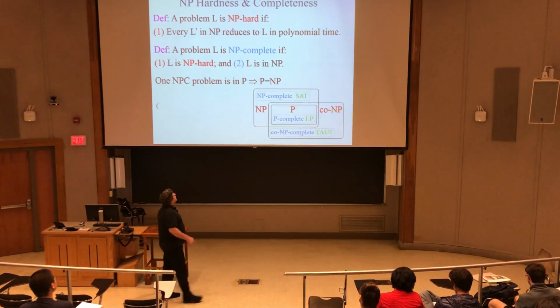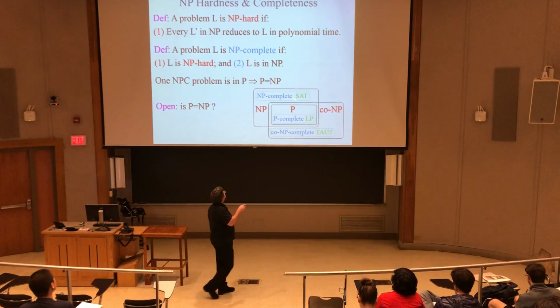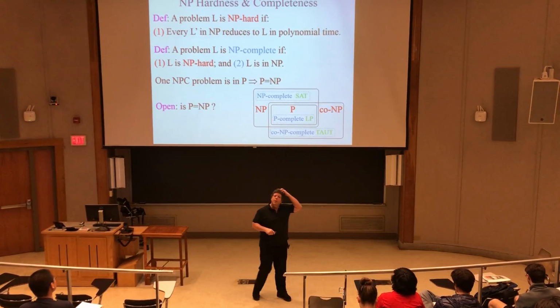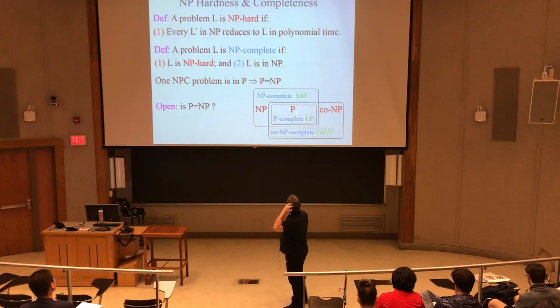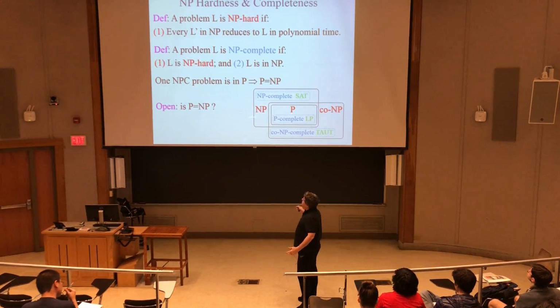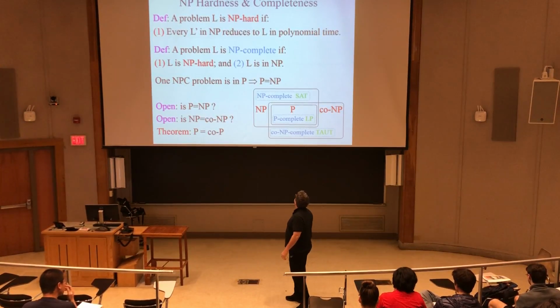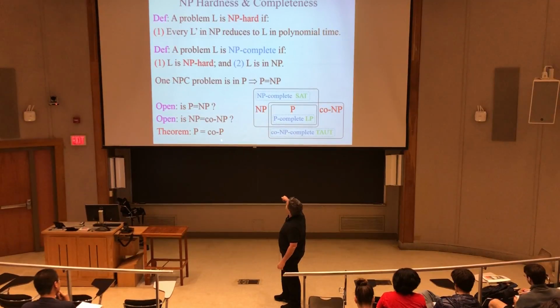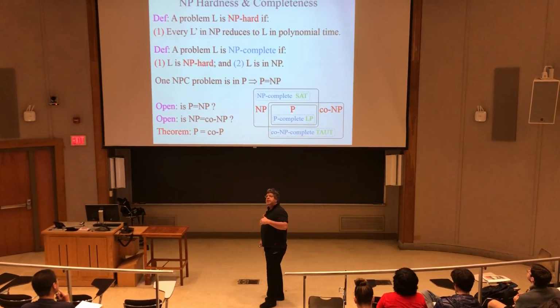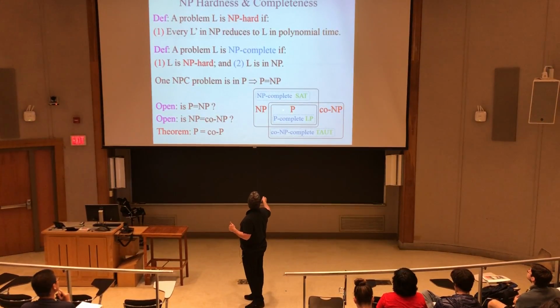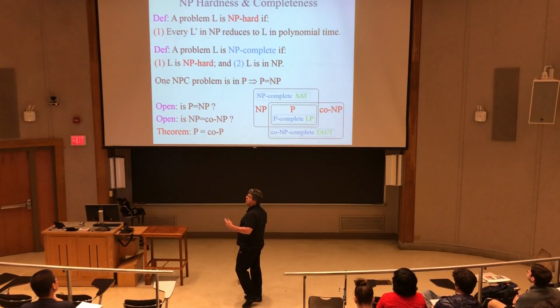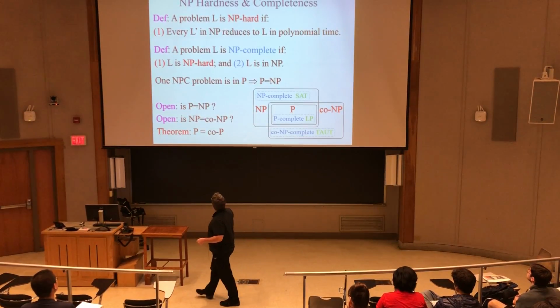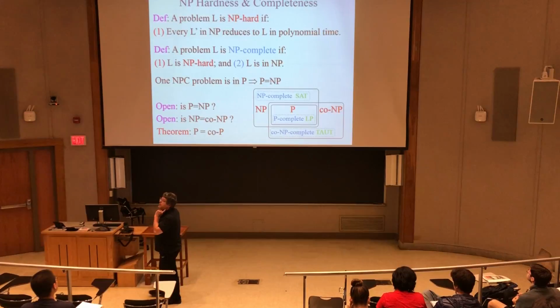So the vicinity of NP looks like this. There's P, deterministic polynomial time that we know and love. Outside of that is NP containing it, but not known to be a proper containment. And here's co-NP, the complements of all the problems in NP. We already know that P and co-P are the same, so that one is not an open problem. So I don't have to write some region here for co-P, because we know it to be the same as P. That's a theorem, and it's very easy to prove.